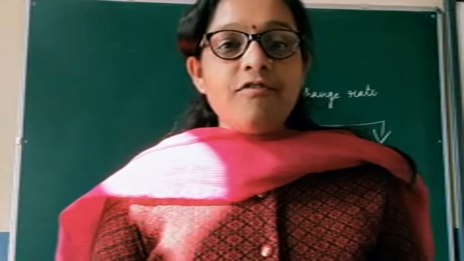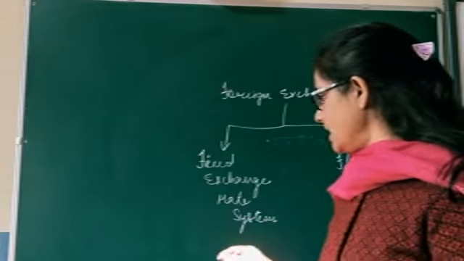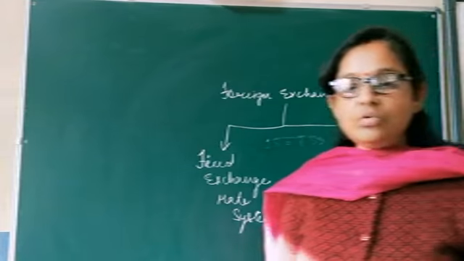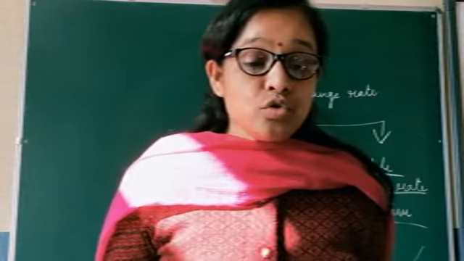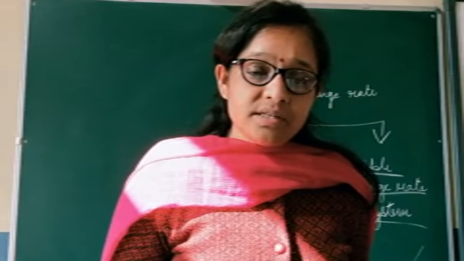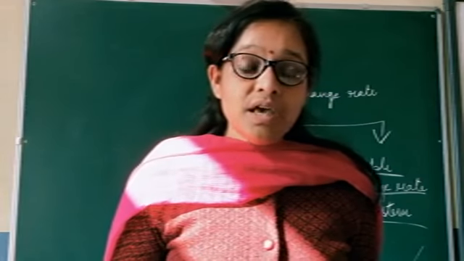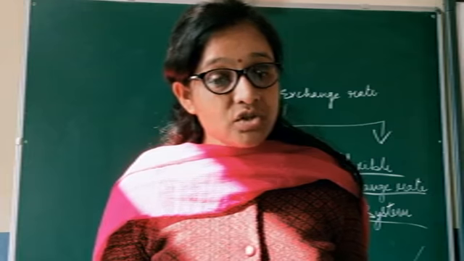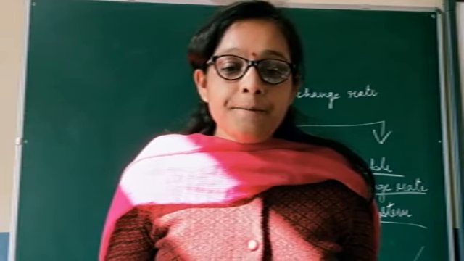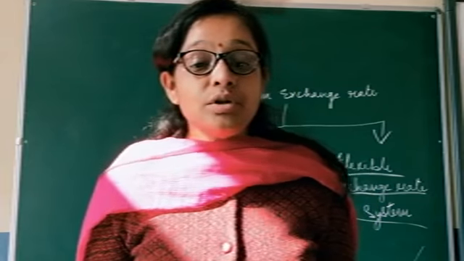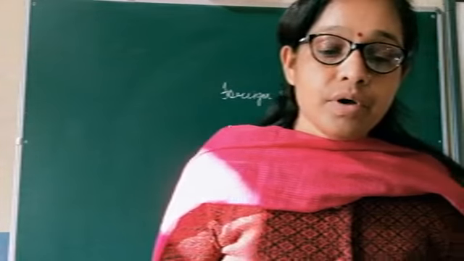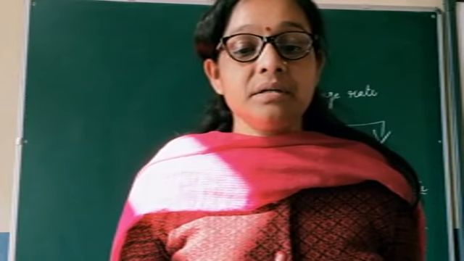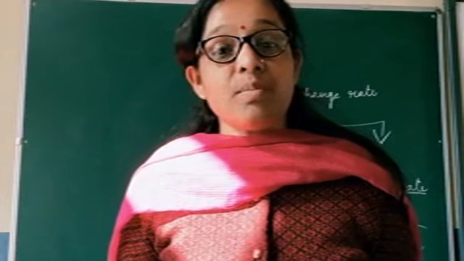Fine. Now write down flexible exchange rate system, the second one. Just opposite. I told you what the fixed exchange rate system is: the rate of exchange which is officially fixed by the central bank by government action. So what is flexible exchange rate system? Write down: when the rate of exchange is determined in the foreign exchange market.